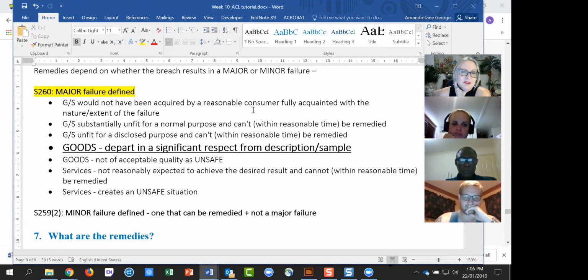So, it's substantially unfit for a normal purpose, unfit for a disclosed purpose and can't be remedied. Here we are, the big one that I've highlighted: it departs in a significant respect from your description or your sample. So we know the bacon issue would be a major failure. It's a bacon failure. Woo, woo, woo.